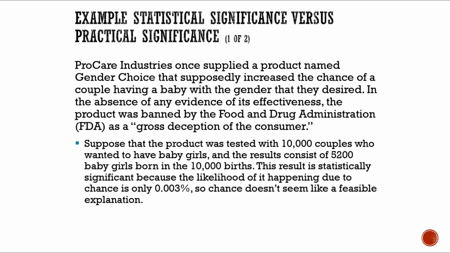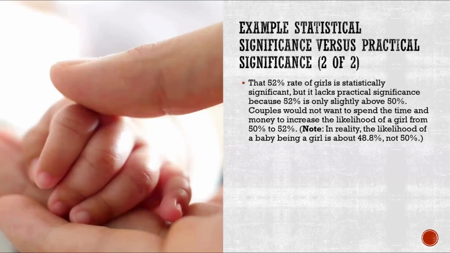Everyone kind of following? But it's not very practically significant because it raised the probability from 50 to 52%. I don't know if you think this is ethical or not, but if you really want a girl and they said, we have this drug and we can guarantee it will raise the probability of you having a girl by 2%, whatever, right? There's an effect. It's small, but statistically, you're as certain as you can be that the effect is caused by the drug.